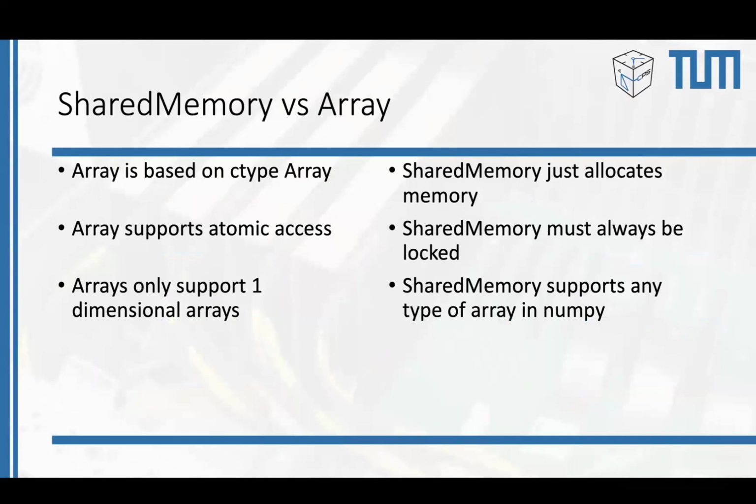We're going to see another way to share memory, which is a bit more direct. So array is good for simple examples, but array is bound to only one-dimensional C types. It has its own lock and so on, but usually you don't. If you're using NumPy with a multi-dimensional array, you cannot use it. So what you usually see is you use shared memory directly, which is a lower level system. Shared memory allocates just memory for you. It doesn't do anything. You just tell it how many bytes you want. That's it. And it must always be locked. Even if you do atomic operations on it, you always need to lock it because there is no protection at all. And it supports any type of array in NumPy.